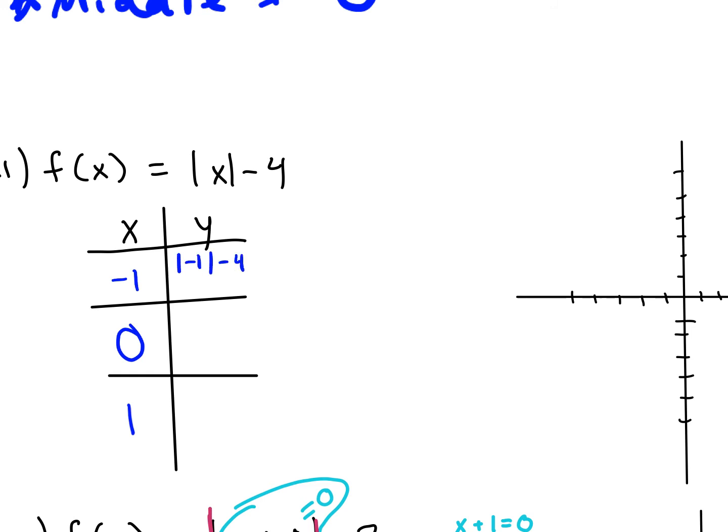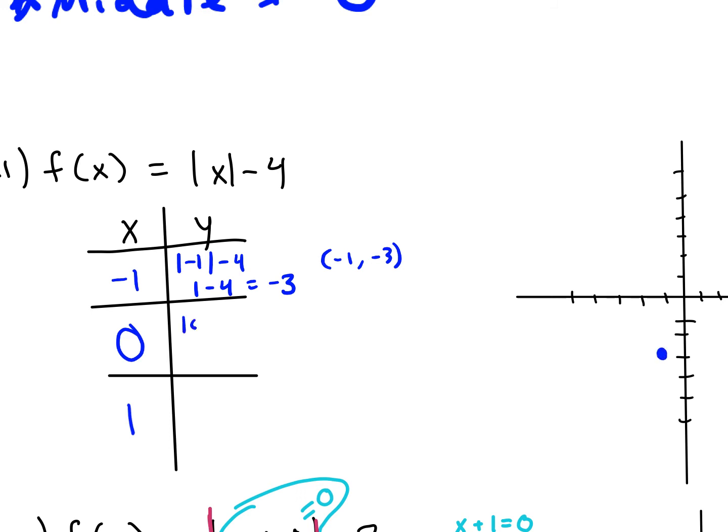So I'm going to plug in -1. What is the absolute value of -1? 1. And what's 1 minus 4? -3. So my point is going to be -1, -3. So I go to the left to -1 and down to -3.